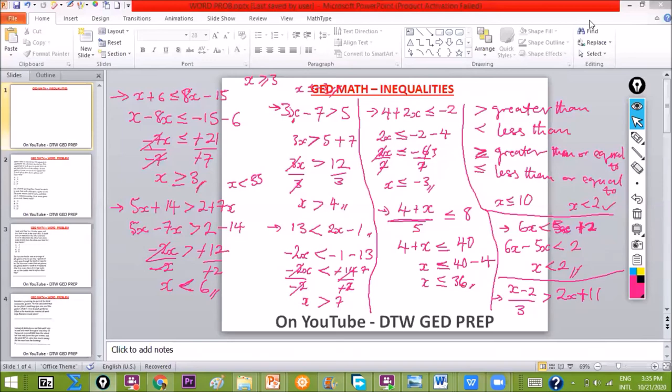2x plus 11. I will remove the 3 first. So it's going to be x minus 2, 2x plus 11 times 3. Now I bring this here. x minus 2x greater than 33 minus 2. So minus x is x minus 2x. x is less than 2x.